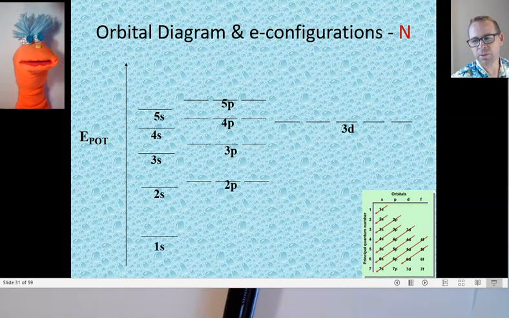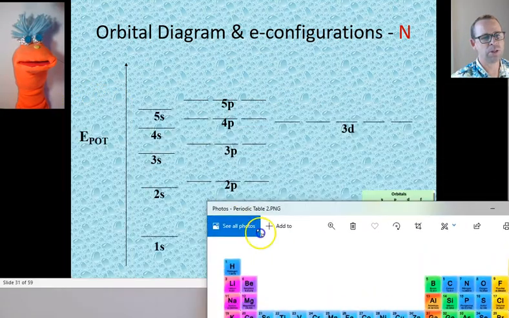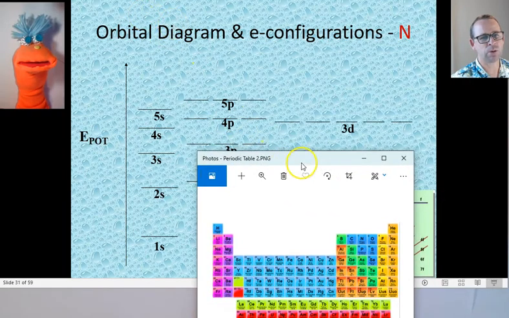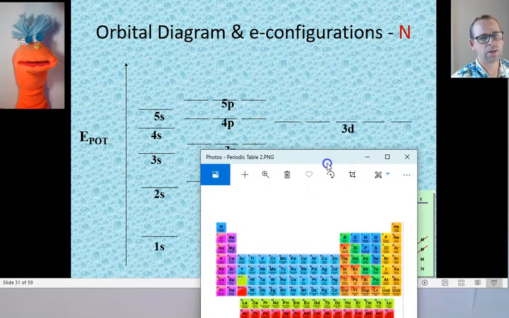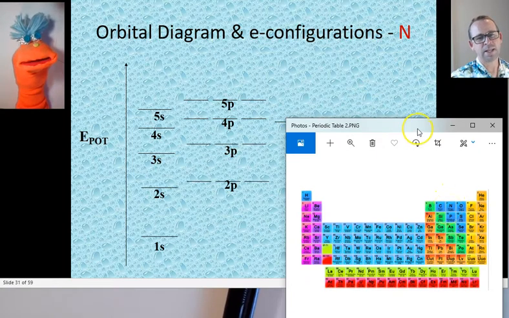But essentially, it's following the periodic table. So if we think about what we're doing here when we're drawing an orbital diagram for a given element, we're trying to look at nitrogen here and find out how its electrons are configured, where they're at in terms of their orbitals, subshells, and so forth.